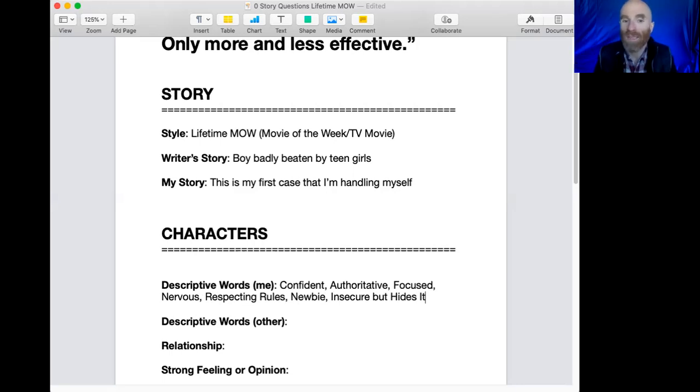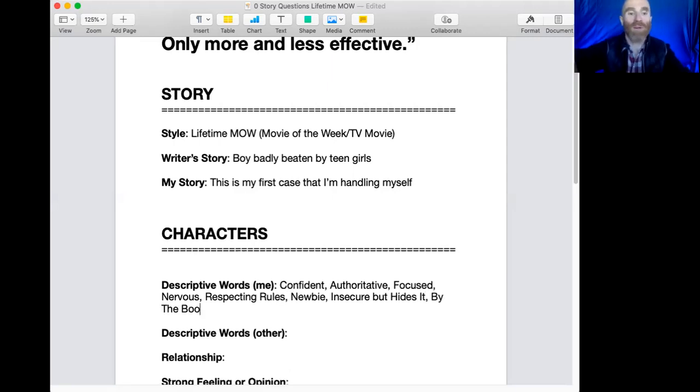That might actually be really interesting to play with. It's the kind of thing that even talking about how you might play that would take me 5 minutes, and we've only got 7 more minutes. So let's think about these: confident, authoritative, focused, nervous, respecting rules. You would pick 2 or 3 of these that fit your interpretation. By the book. Sure, great. By the book.